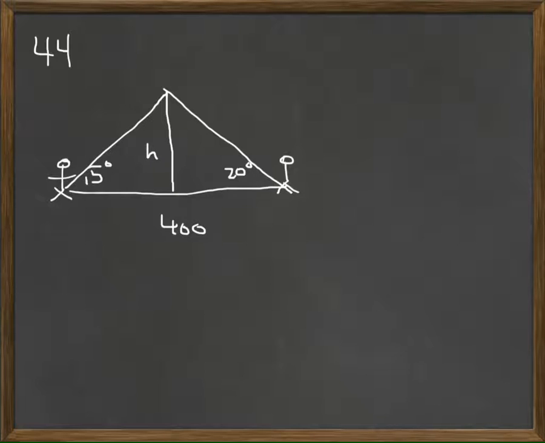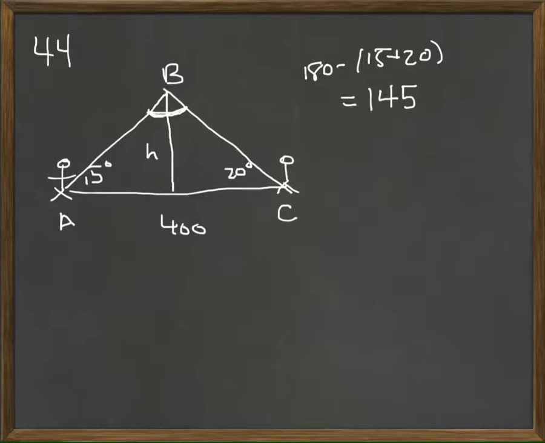This is a pretty straightforward question. We can figure out the angle at the top by doing just what we did before. We'll add the other two together and subtract from 180, so 180 minus 15 plus 20, which gives me 145 as the angle at the top. Let's go ahead and label my sides A, B, C.